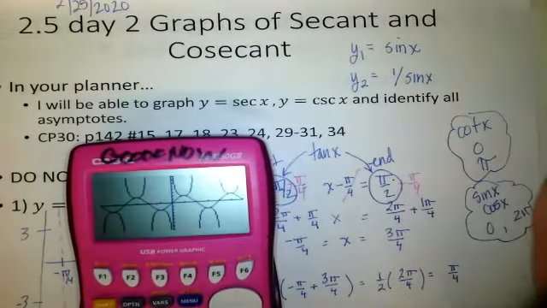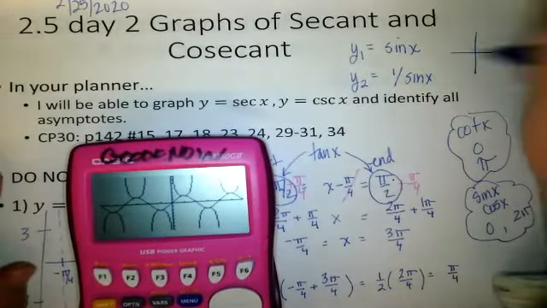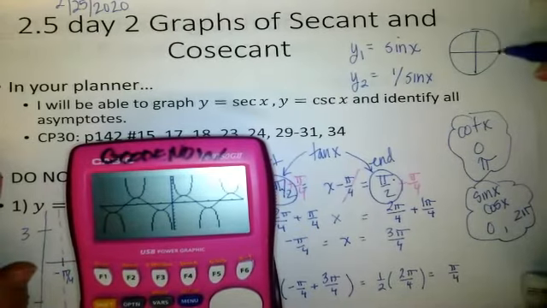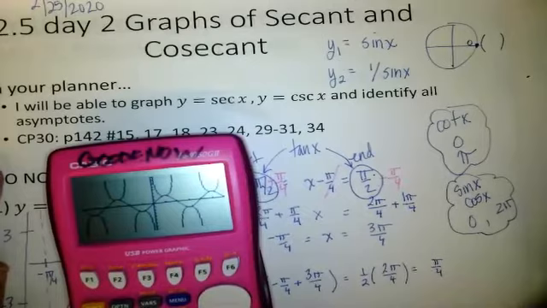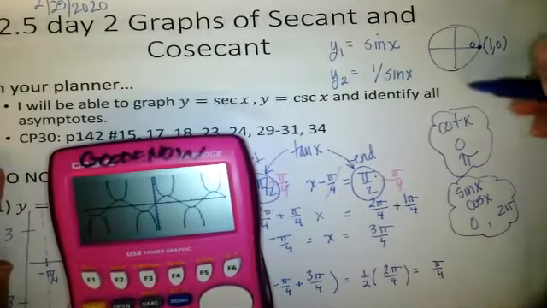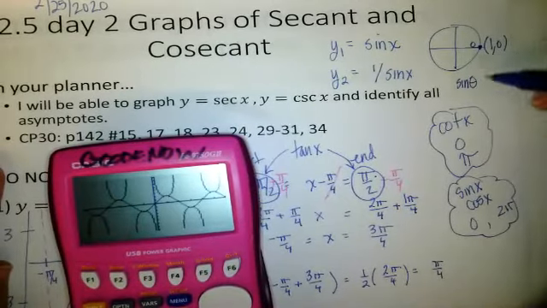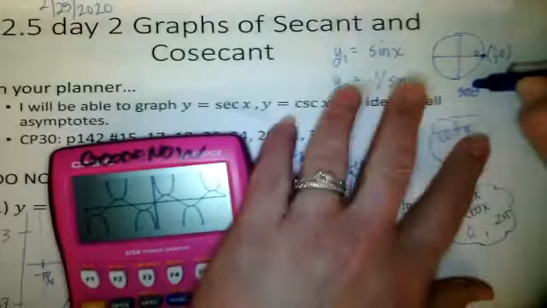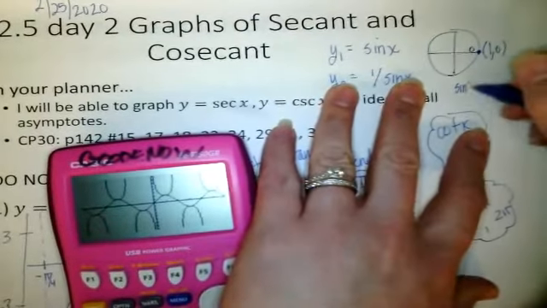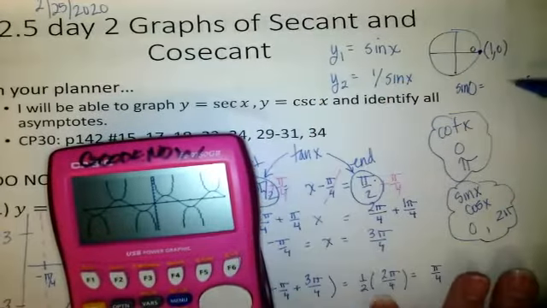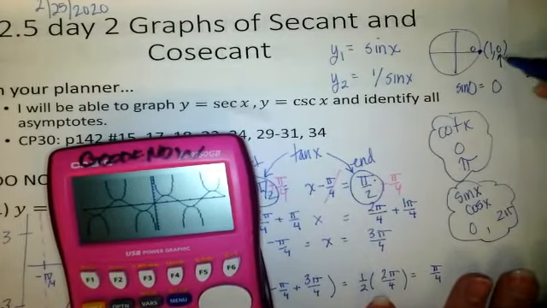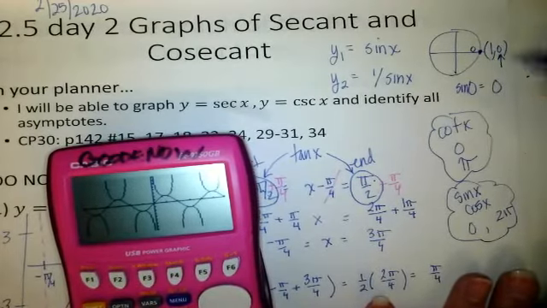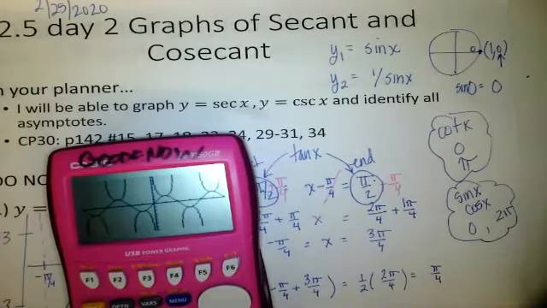If we're thinking about our unit circle, let's look at 0 right here. What's the ordered pair at 0? 1, 0. And so what is the sine value at 0 radians? 0. Right there. Sine is the y-coordinate, cosine is the x-coordinate.